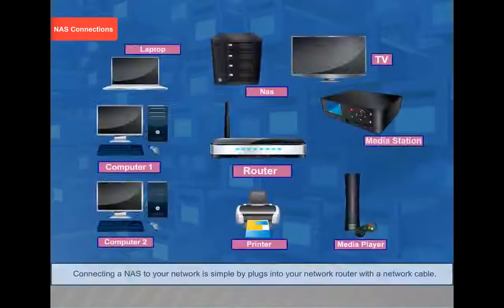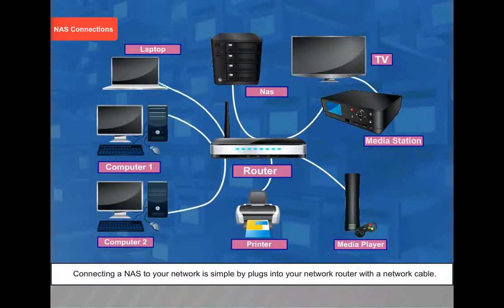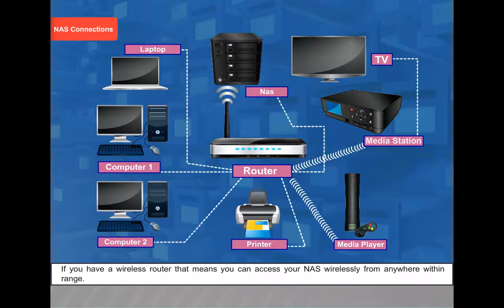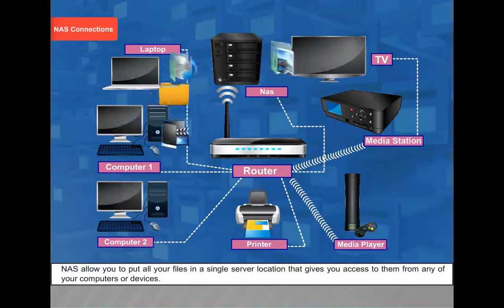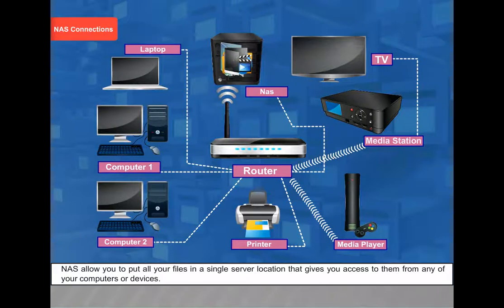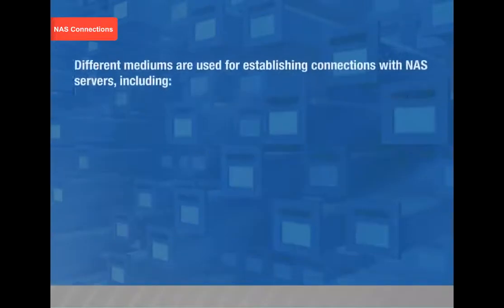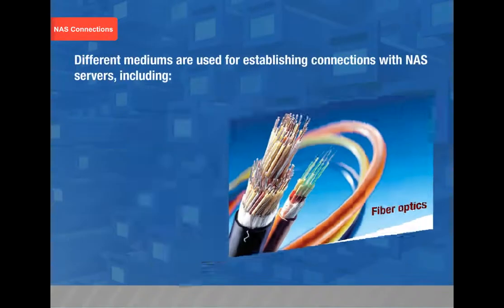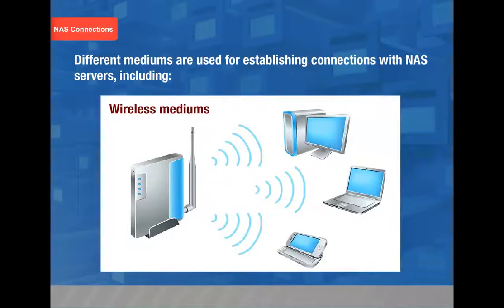NAS connections. Connecting a NAS to your network is simple: it plugs into your network router with a network cable. If you have a wireless router, that means you can access your NAS wirelessly from anywhere within range. NAS allows you to put all your files in a single server location that gives you access to them from any of your computers or devices. Different mediums are used for establishing connections with NAS servers, including Ethernet, fiber optics, and wireless mediums with 802.11 standards.